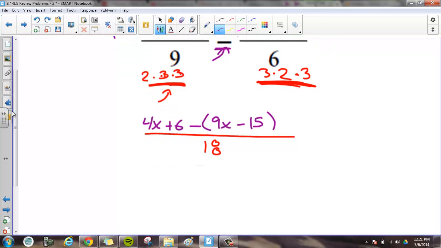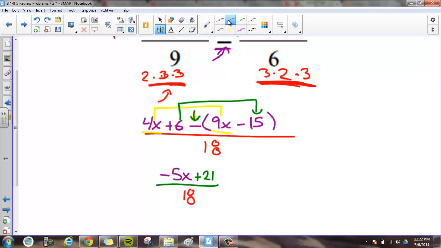Okay, got to combine like terms on the top. So, 4x minus 9x. That gets me negative 5x. Okay. This is the tricky one. This is one where I'm going to see a lot of people make mistakes. I got 6 minus negative 15. A lot of students forget about this subtraction sign there. 6 minus negative 15 is the same as 6 plus 15. 6 plus 15 is positive 21. And that is all over 18.